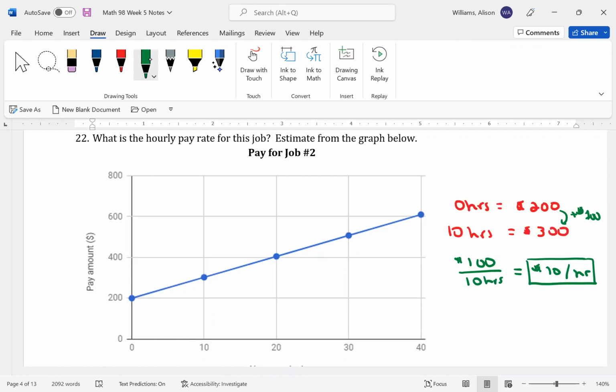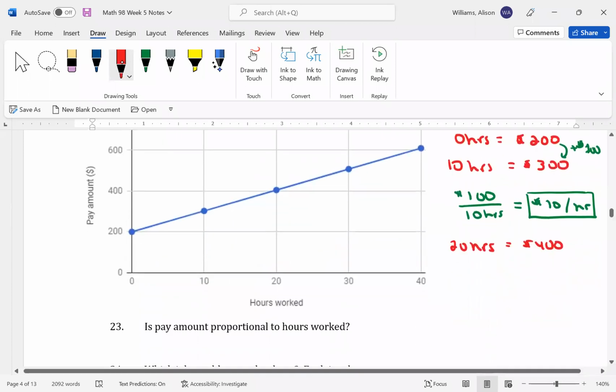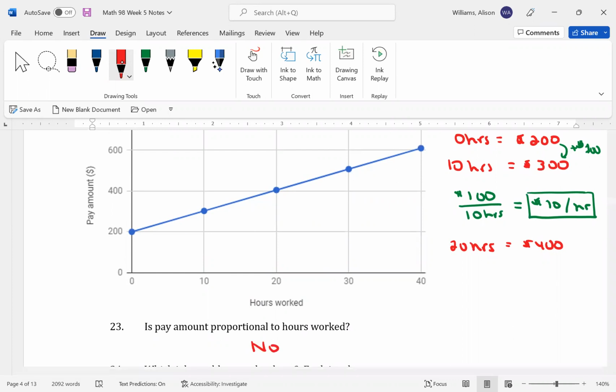Let's verify that that's in fact the case. When I look at 20 hours of work, they're getting paid $400. So when they increased the pay from 300 to 400, they worked another 10 hours. So yes, $10 an hour does make sense. Now they ask, is it proportional? And the answer is no. It doesn't have doubling. When you double the number of hours worked, it didn't double the pay. It didn't go to $600, it went to $400.